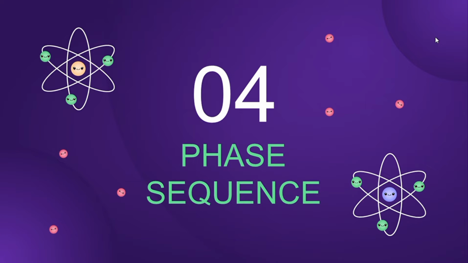The fourth topic is phase sequence. The phase sequence is a sequential order at which the voltage passes to the zero phase point or the point of maximum voltage. Phase sequence in a three-phase system determines the direction of rotation of a three-phase induction motor. Phase sequence also decides whether we can connect one three-phase system in parallel with another.